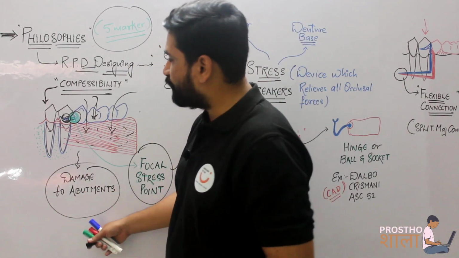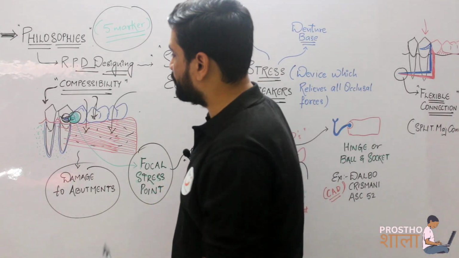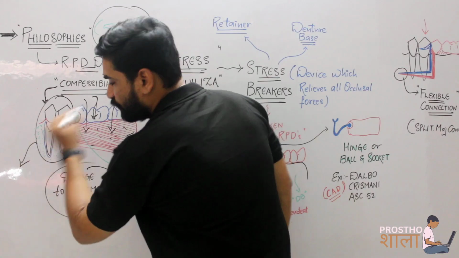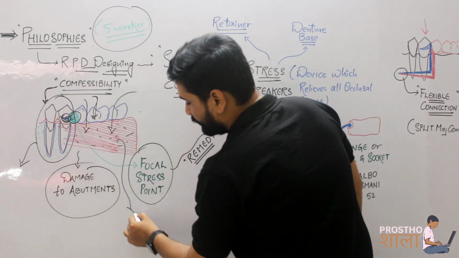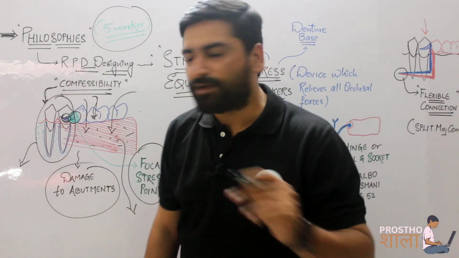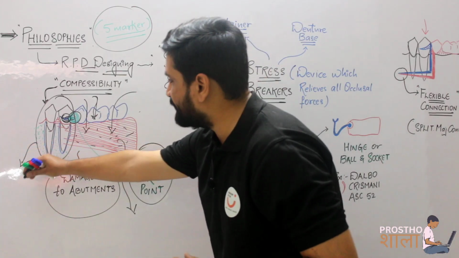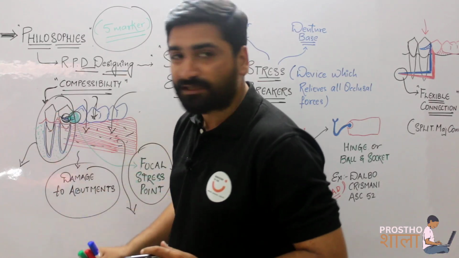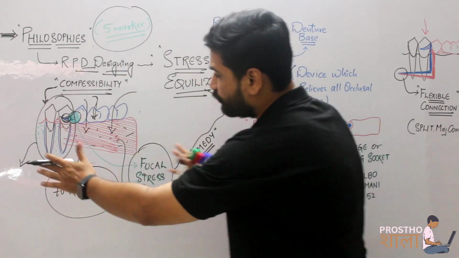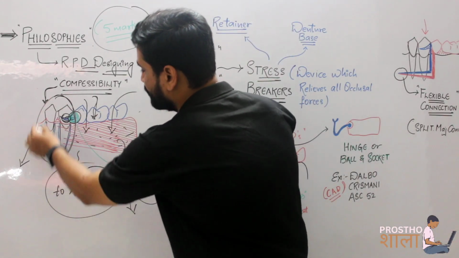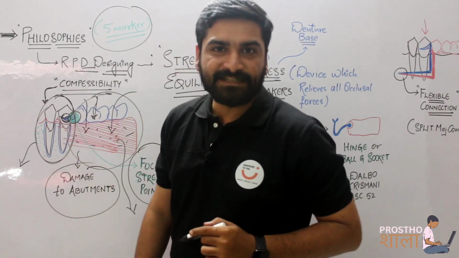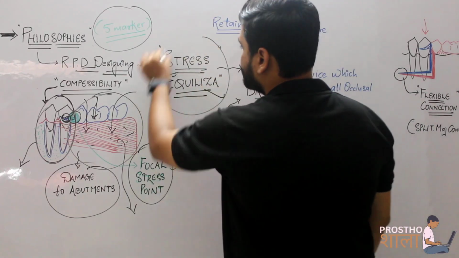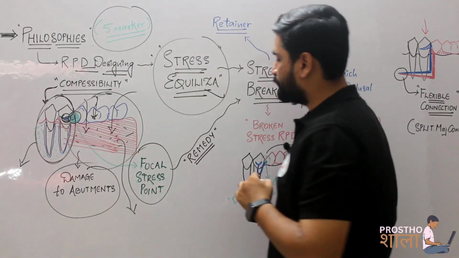Now if I don't want this damage to occur, what I want is for the teeth component to compress at its own ability and the tissue component to compress at its own ability. So I need to do something where the stresses are going to be equalized to the abutment teeth as well as the denture base area or the edentulous areas. That is where the stress equalization theory comes into the role.